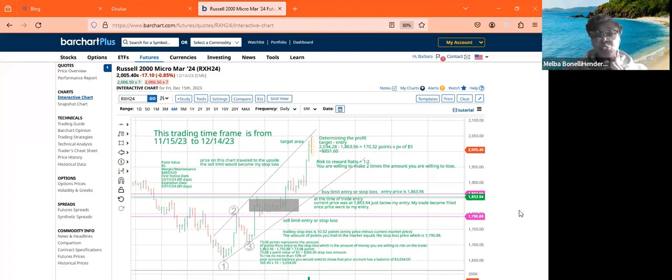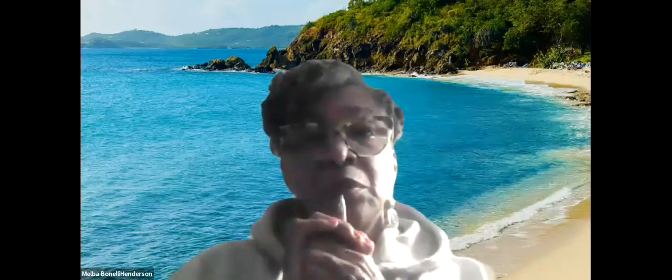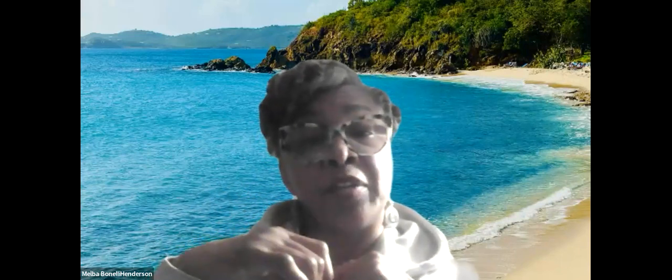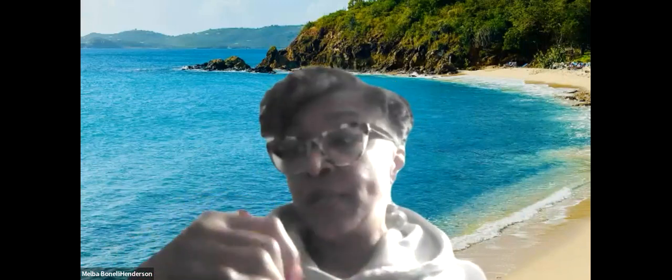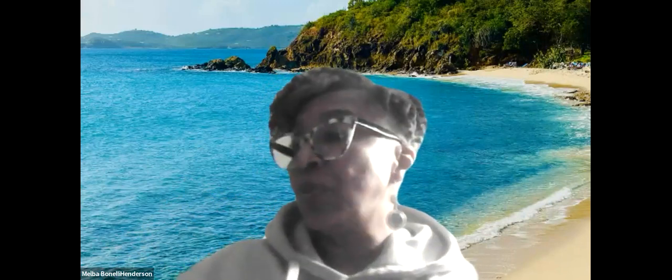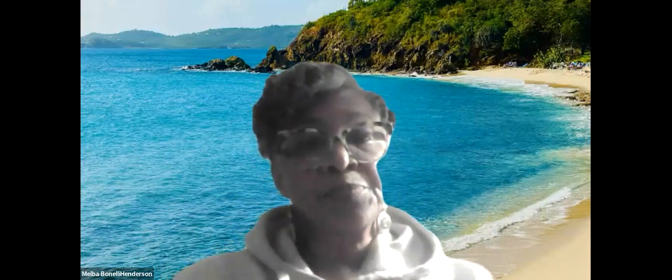All righty. Let's go over to TradeStation and find the Russell 2000 micro, March 24. And of course, we showed you how to go into the pricing area to find the symbol in TradeStation, because it may be different from the symbol in Barchart. But I'm sure Barbara has already found the symbol for us. And if she has not, she will go over that again for us as she finds it.